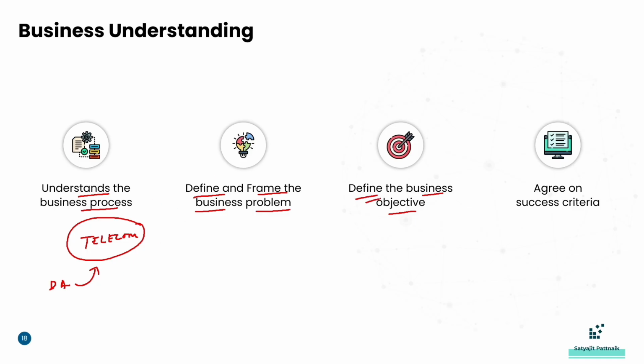Defining the business objective is very important. And then agree on the success criteria. So these are all about business understanding. I hope you are understanding it. In the next video, we shall be talking about the next steps in this process. Stay tuned.